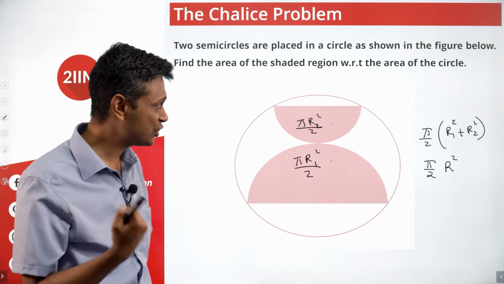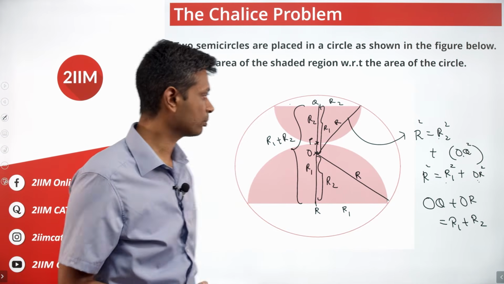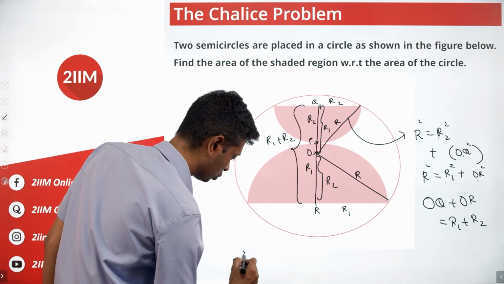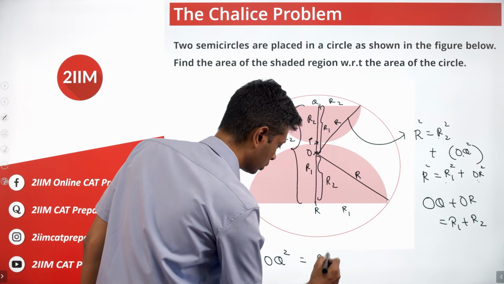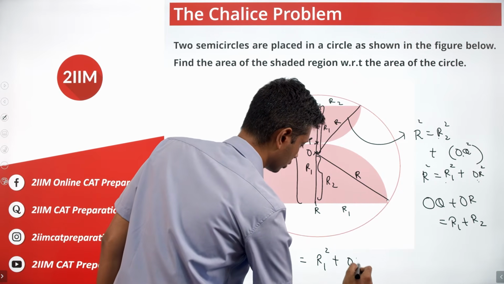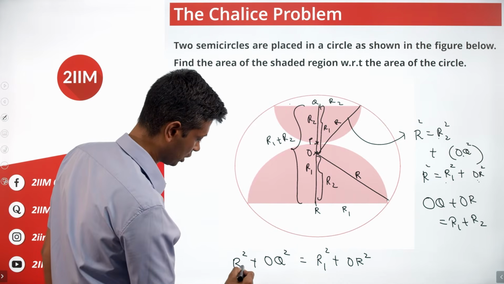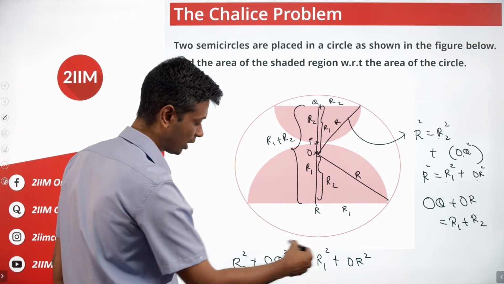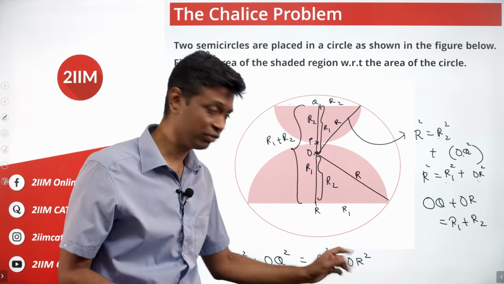Right? The algebraic proof, where you're saying R2 square plus OQ square, I'm going to write it down here: R2 square plus OQ square equals R1 square plus OR square. So R1 square, sorry, this is R2 square. R1 square minus R2 square is OR square minus OQ square. Try that out. You should get the answer. I'm just going to leave the framework here.